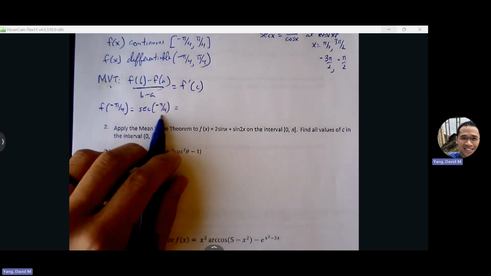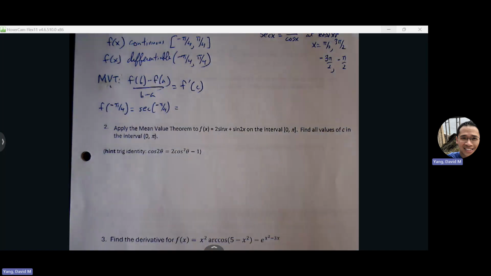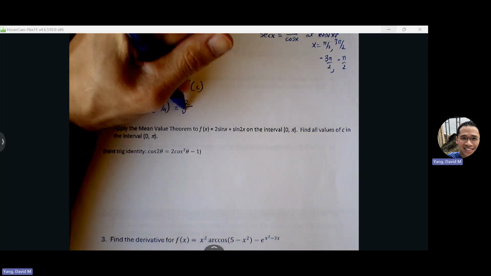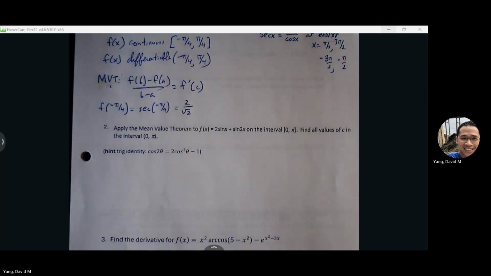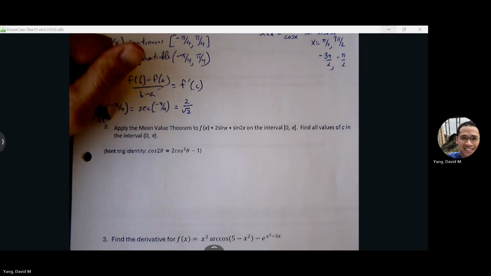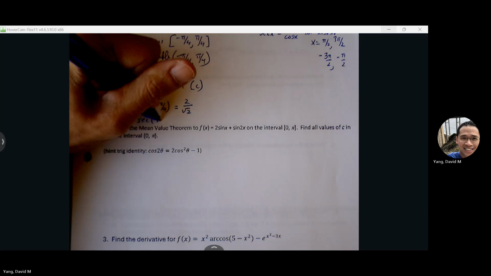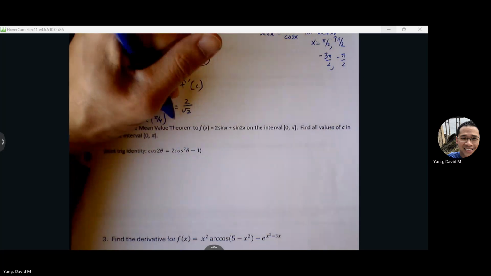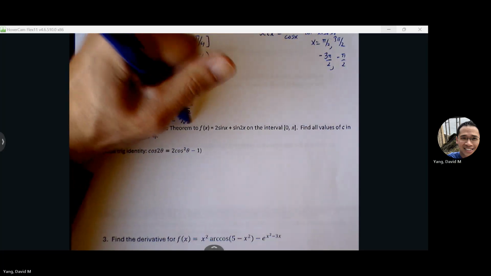Secant is the reciprocal of cosine. Okay, so what's cosine of 11 pi over 4? Yeah, root 2 over 2. So just flip that, and that will be your secant. Secant will be 2 over root 2. The other endpoint, secant of pi over 4. First quadrant, also 2 over root 2.